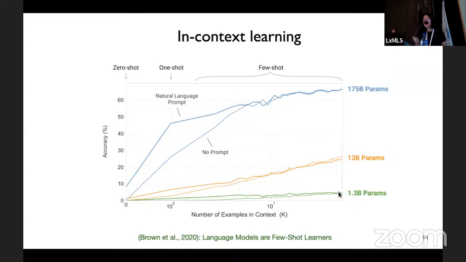This is called an emergent property, or emergent phenomenon, that you can only observe in these very large language models. Only when the model scales up to 175 billion parameters can you put a lot of demonstrations in the context and observe consistent and steady improvements on the downstream task.